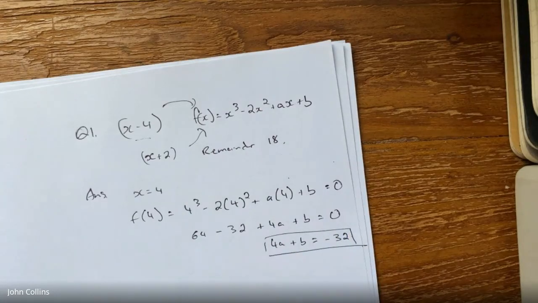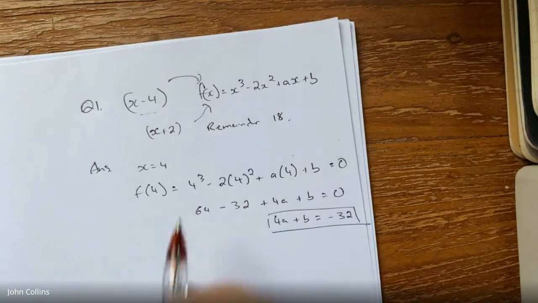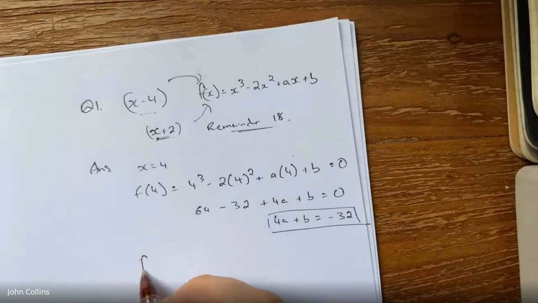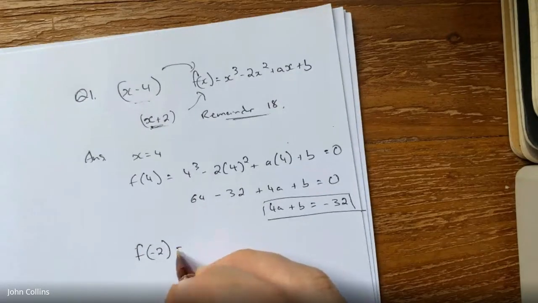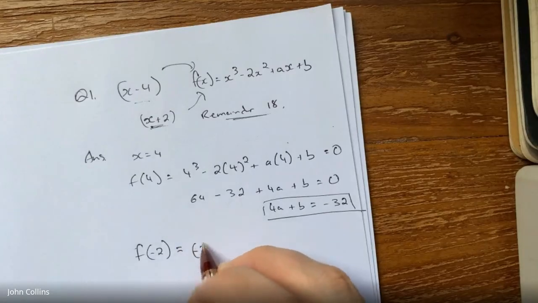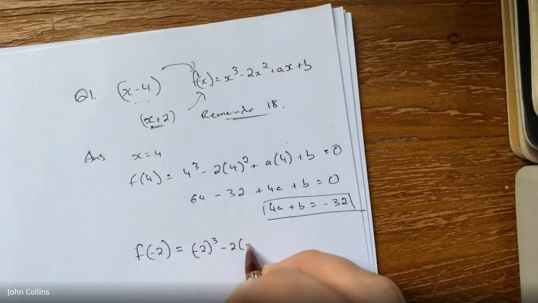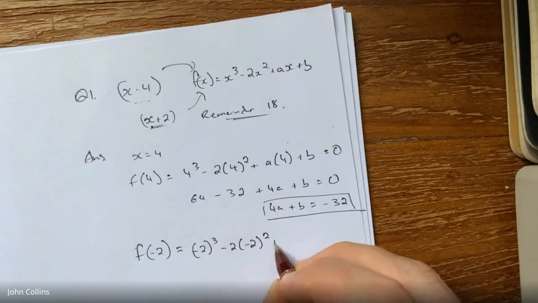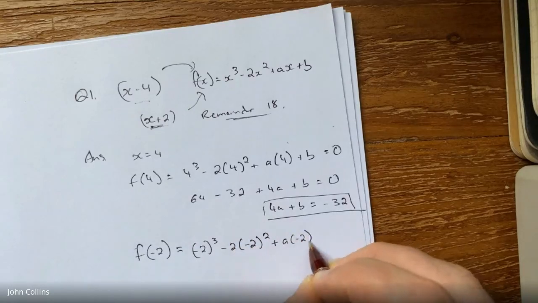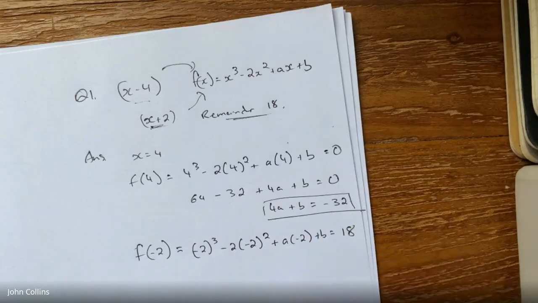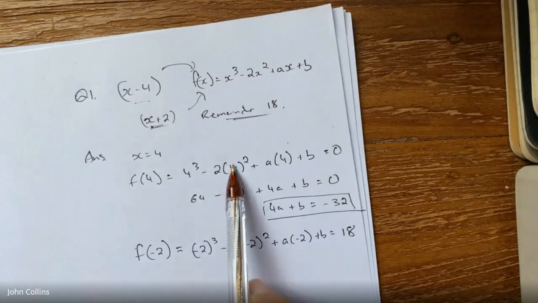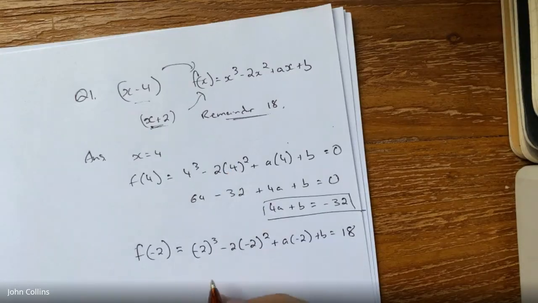Now if I get a second equation on 2 unknowns, I can solve them simultaneously. And that's where the remainder theorem can come in. So it's pretty much the same deal. If I sub in minus 2, I will get a remainder of 18. So that's what I'll do. I'll sub in minus 2 cubed, minus 2 times minus 2 squared, just replacing x with minus 2, plus the b. That gives me not 0 because it's not a factor, it gives me the remainder 18. The difference between factor theorem and remainder theorem is pretty much the same.